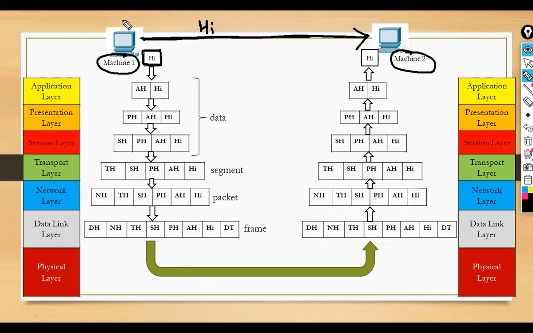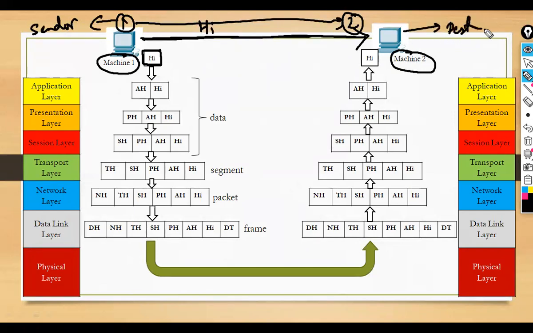So this first machine is sending something to the second machine. Who is the sending machine? The sender is the first machine. And the receiver, or the destination, is the second machine. So at the source side, at machine 1, this message is first passed to layer 7 or the application layer, where the application layer will process this message.